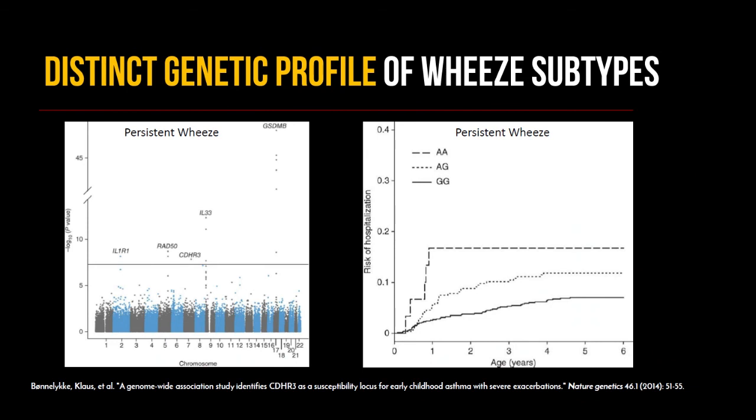And for this subtype as well, we found a distinct marker. This is a Manhattan plot, and what it shows us is the genetic association with persistent troublesome wheeze, that 3%, compared to all of the other children in that study. Three of the genetic hits were significantly associated with other groups as well, but we found this mechanism called CDHR3, which we are able to prove in the lab mechanistically as well, that this is associated with that subgroup of children. And the people with the rare allele of this genotype also had a significantly higher risk of hospitalization as well.